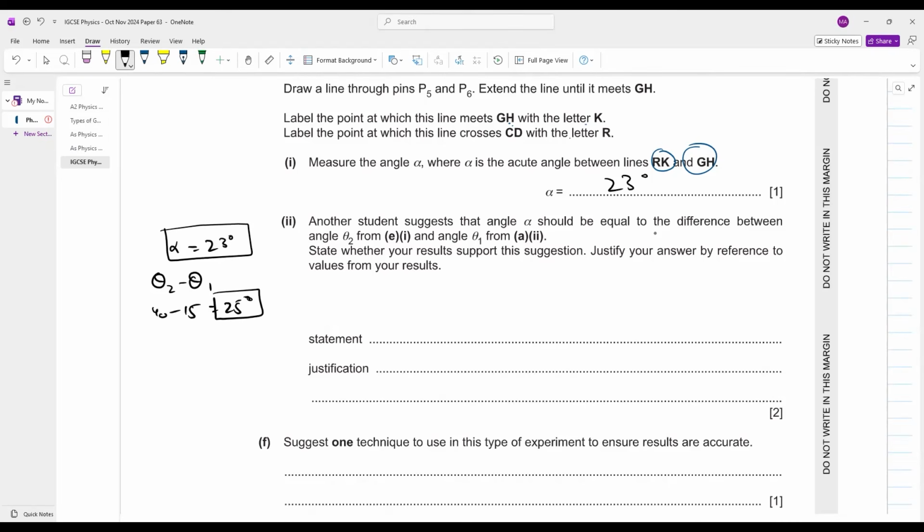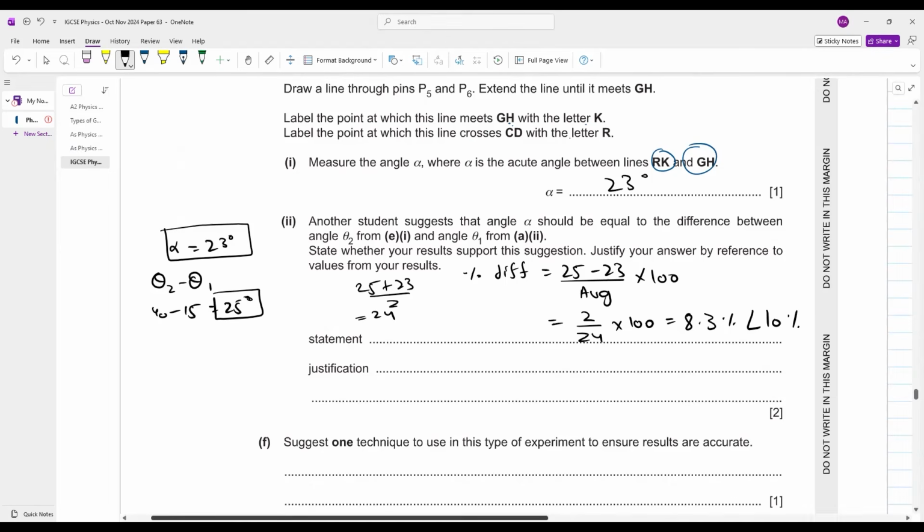Justify your answer. Okay, so let's calculate the percentage difference between the two values. 25 minus 23 divided by the average multiplied by 100. How will we calculate the average? 25 plus 23 divided by 2, that is 24. What will the percentage difference be? 2 over 24 into 100. I think they are equal. They are justifiable. Yeah. The percentage difference comes out to be 8.3%, which is less than 10%. Hence, both the values are equal.